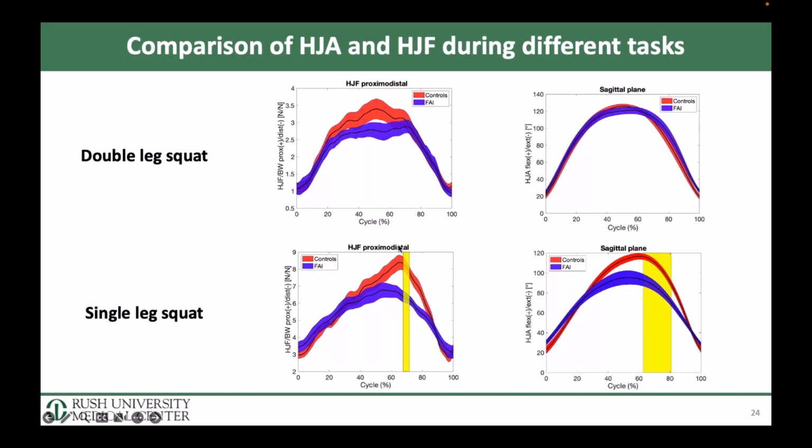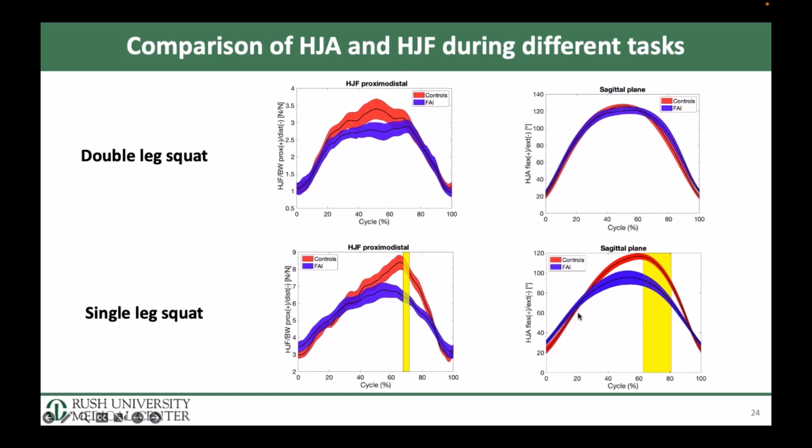So again, hip joint force proximodistal. Second column, you can see sagittal plane hip joint angles, so the kinematic variable I was mentioning before. First row double leg squat, second row single leg squat. Starting from what we were saying in the slide before, higher forces experienced by subjects while performing single leg squat. So this leads to differences just for single leg squat between patients and controls. We don't see any statistically significant differences between patients and controls for double leg squat.